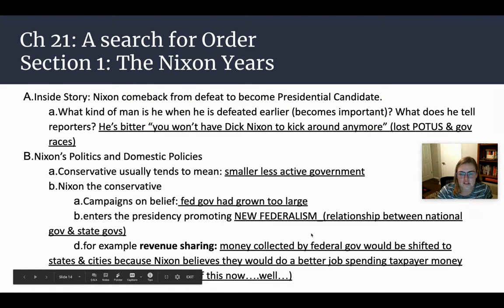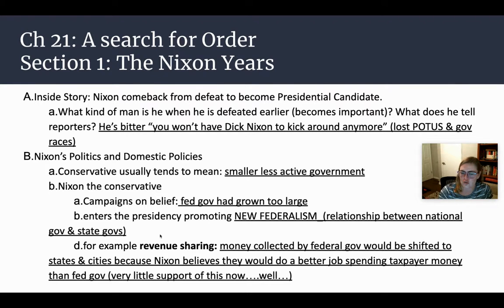Okay? So this is a relationship between the national government and the state governments. So remember in the last unit, there was kind of a battle between the national government and the state governments. The state governments weren't protecting people's rights. They weren't enforcing civil rights. And so the national government essentially had to come in and say, come on, guys, do the right thing. Okay, so we see this battle.